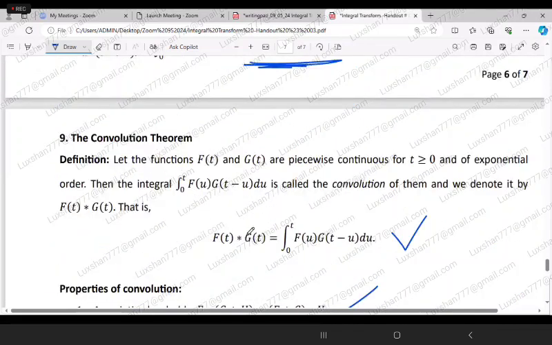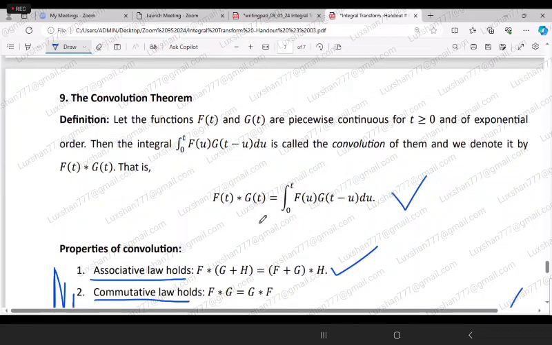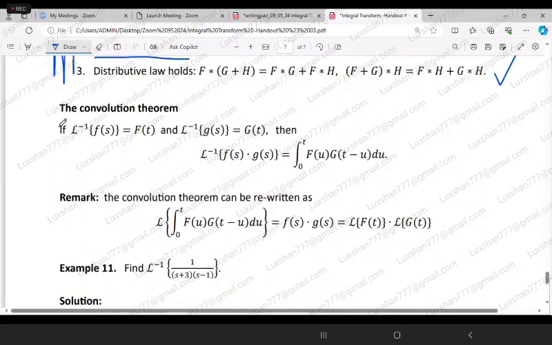But this convolution, as I told you, is a somewhat broader concept in mathematics. So here we are using this convolution theorem in Laplace transform. That's all. Now we'll come to the convolution of Laplace transform. Okay, so it says that, look at here.